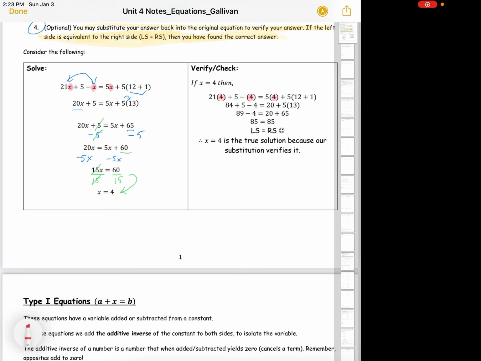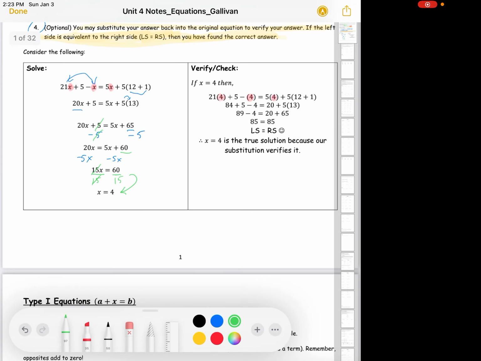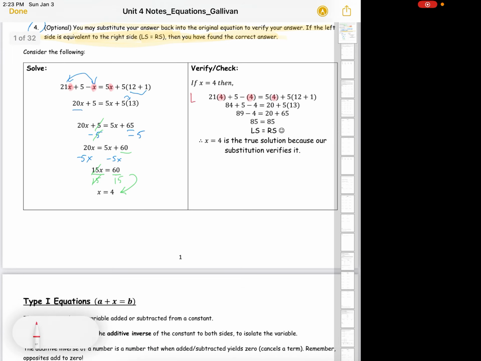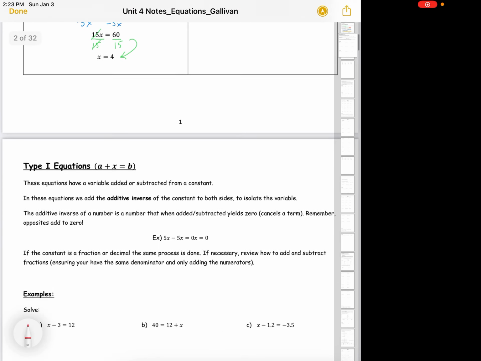Now, don't be moving things from side to side in the evaluation check. You're basically just saying, does the left side equal the right side? And what we notice is, yes, indeed they do. When you go through all that work, we get 85 equals 85. So therefore, that's what those three little dots mean. It means therefore, x equals 4 is a true solution because our substitution verifies it.